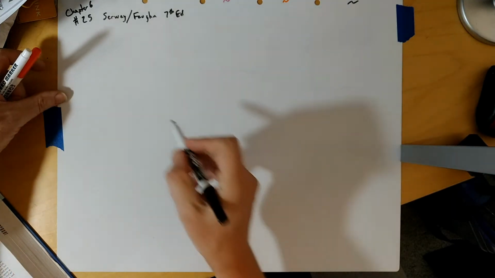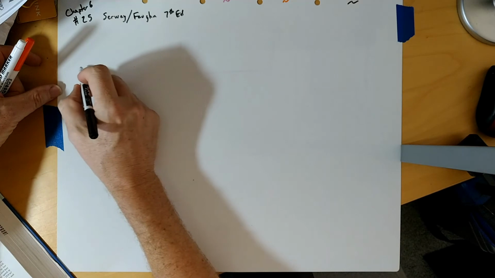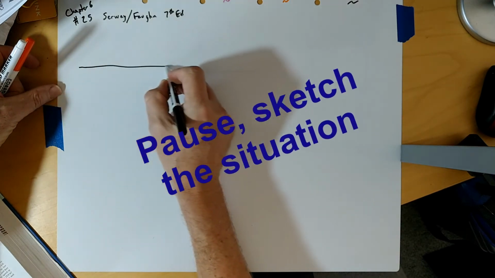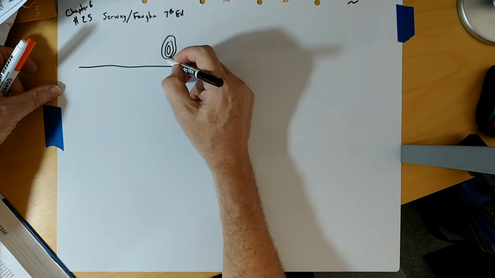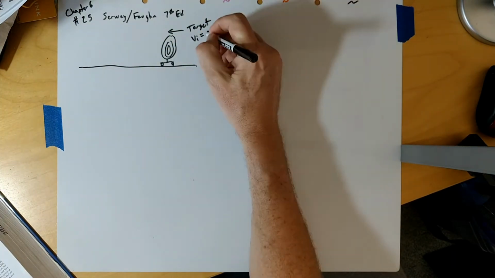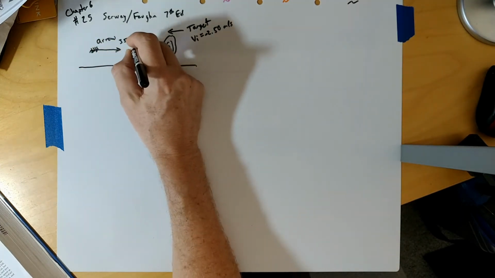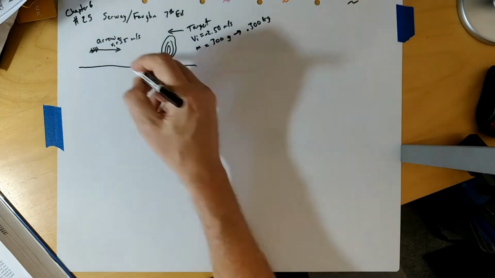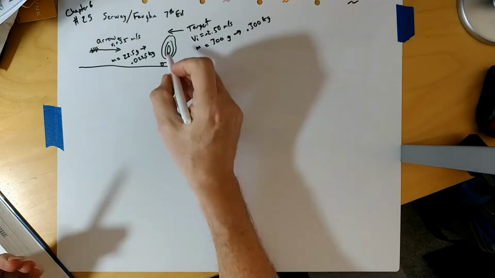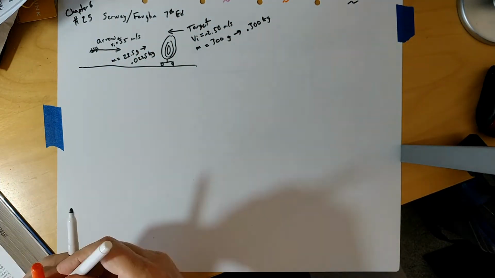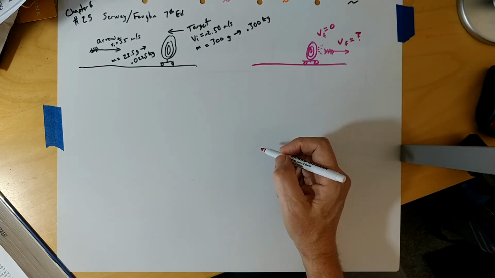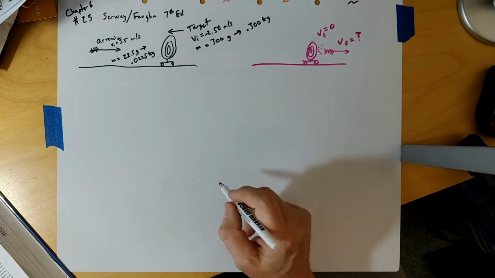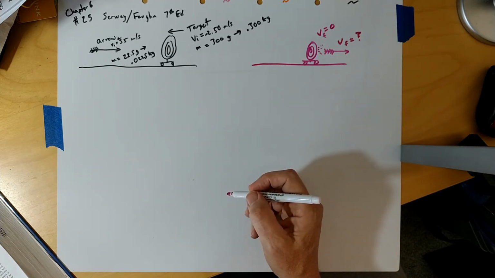Next thing we want to do is sketch the situation. So this one takes a bit of reading. So go ahead and sketch the situation as you think it is. Okay, there's our sketch afterwards.